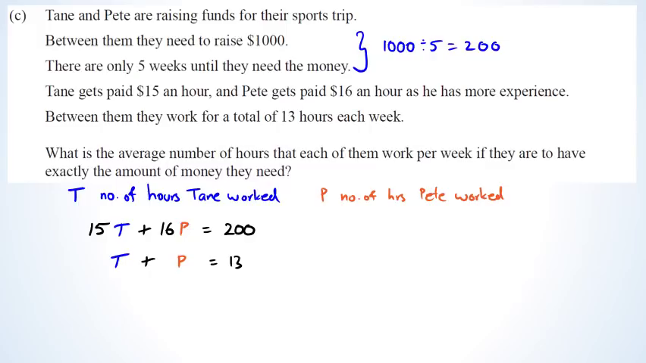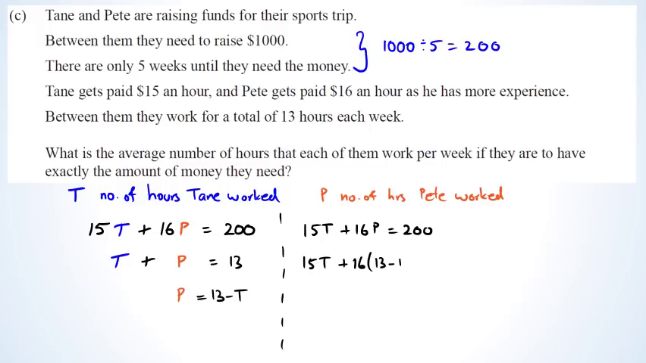I'm going to choose substitution in this case because I've done elimination before. So I'm going to rearrange the second equation as P equal to 13 minus T. Once I have that, I'm going to substitute into the first equation. Now my first equation is 15 times T plus 16 times P, and that's equal to 200. So I've got 15T plus 16 times P, which is 13 minus T, equals 200.